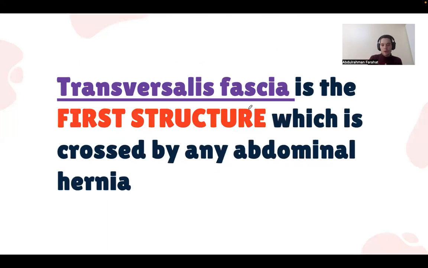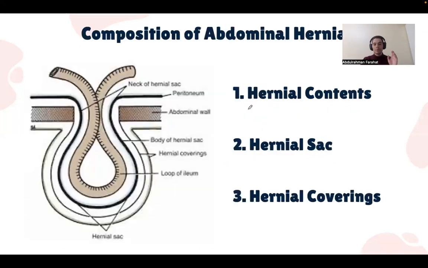Now, another thing I need you to look at is that the first structure crossed by any abdominal hernia would be the transversalis fascia. Any abdominal hernia would have the transversalis fascia being crossed over. And we spoke about the transversalis fascia. It harbors the deep inguinal ring, and so on and so forth. Okay, that's the introduction to the abdominal hernia.